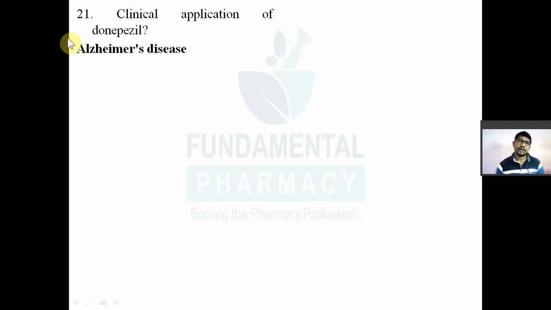Now, what is the mechanism of action of donepezil? In Alzheimer's disease, what is happening? There is a decreased level of acetylcholine in the body, so you have to increase that. How can you increase the acetylcholine level? In different ways: you can provide the precursor, you can increase the synthesis, or you can prevent its metabolism, etc. This donepezil is known as a reversible anticholinesterase. Cholinesterase is the enzyme that is responsible for the metabolism of acetylcholine.